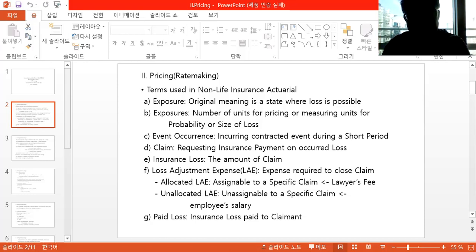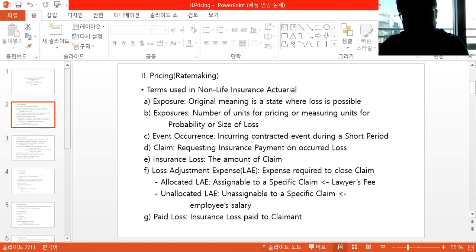Then there is a claim. A claim is a request for insurance payments on an incurred loss from the party who got injured. And insurance loss is the amount of the claim which the claimant is claiming against the insurance company. And then loss adjustment expense is the kind of expense required to close a claim.